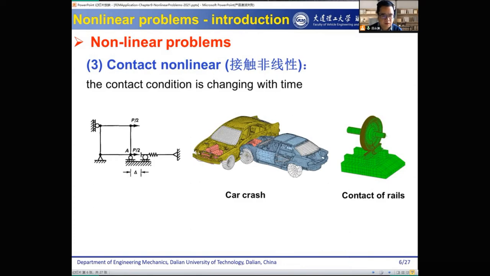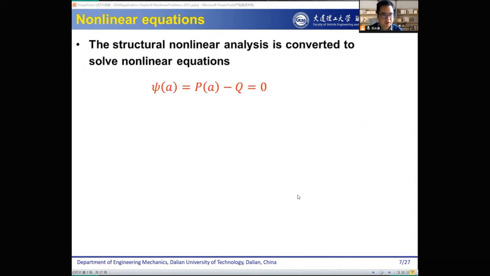And the third is the nonlinear contact. The contact problem is always a nonlinear problem, because, for example, in a car crash, during the contact the contact area and the contact force change nonlinearly with time. Therefore, this is a typical nonlinear problem, and most contact problems are nonlinear. So whenever you meet a contact problem, you will know it is a nonlinear problem.